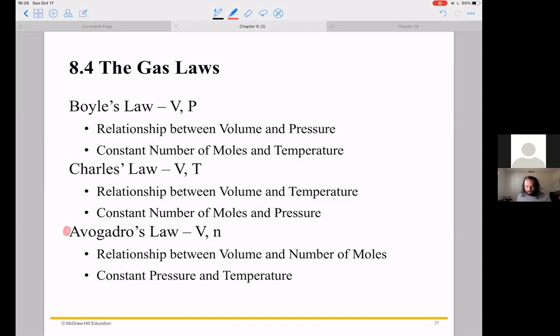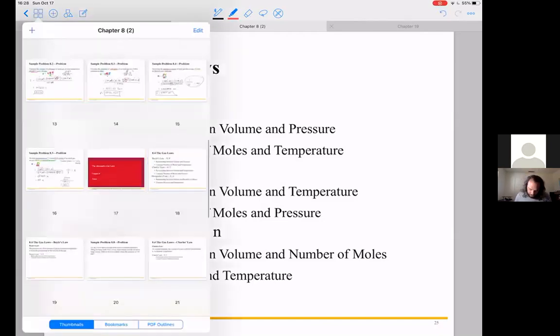Actually, I'm going to make a last minute change here. I'm going to do Avogadro's law first because I think that one's maybe the most intuitive, the easiest to understand. So let me skip down to that.